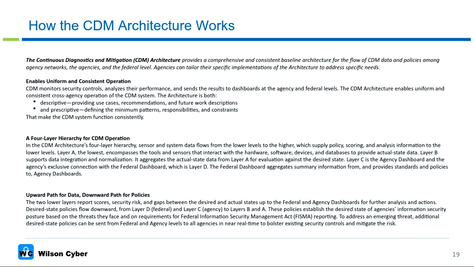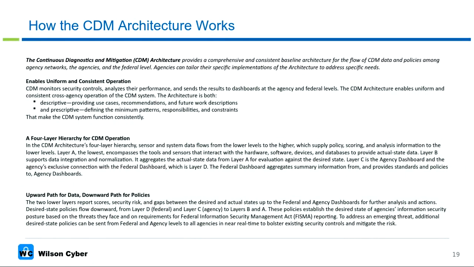Layer C is the agency dashboard and the agency's exclusive connection with the federal dashboard, which is at Layer D. The federal dashboard aggregates summary information from and provides standards and policies to agency dashboards. So the data flows upward, the policies flow downward. The two lower layers report scores, security risk, and gaps between the desired and the actual state, up to the federal and agency dashboards for further analysis and actions.